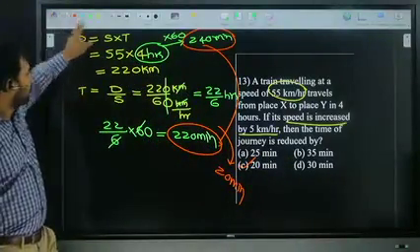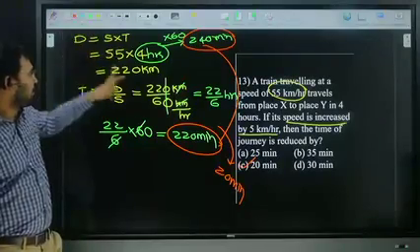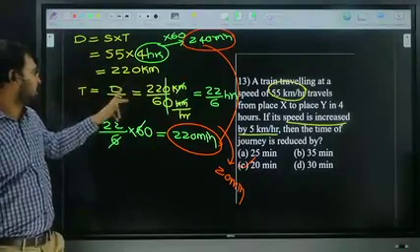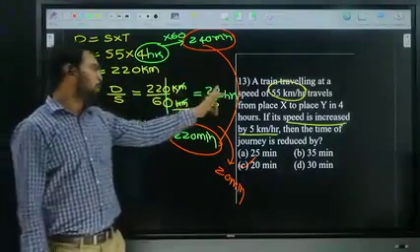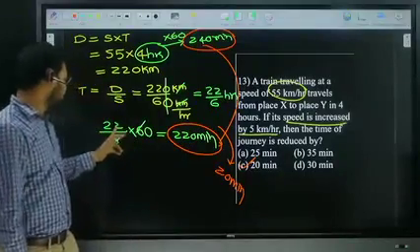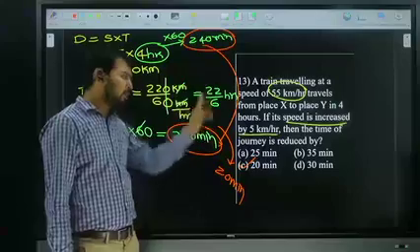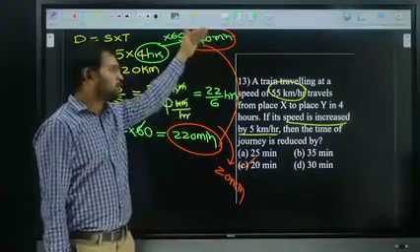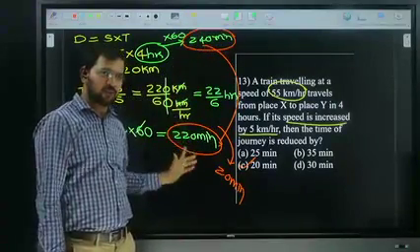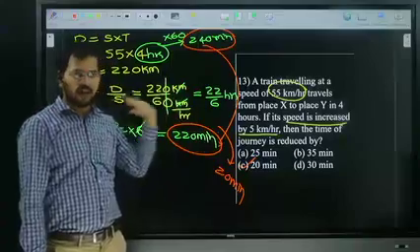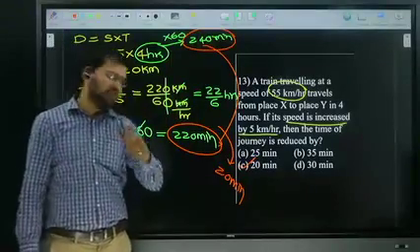So here, by using speed and time, first of all I find out distance. By using distance and speed, I find out time. 22 by 6 hours, in terms of minutes, I need to multiply with 60. That is 220 minutes. 4 hours is 240 minutes. So original time is 240 minutes, new time is 220 minutes, reduced by 20 minutes. All of you clear?